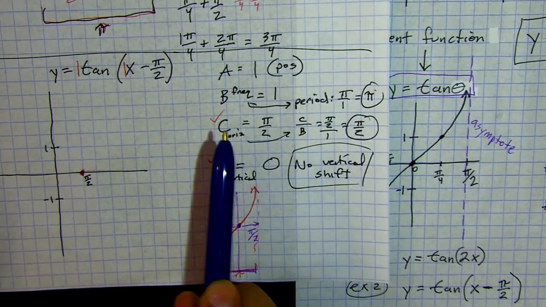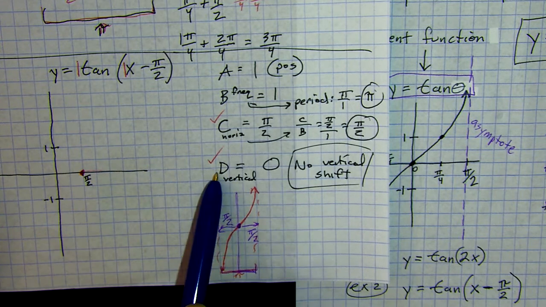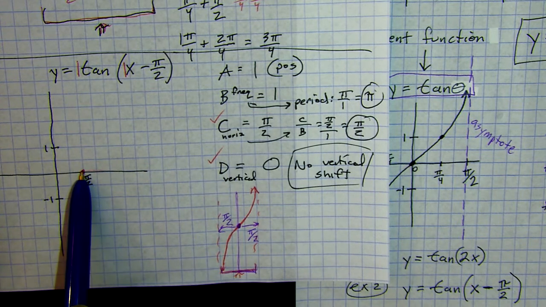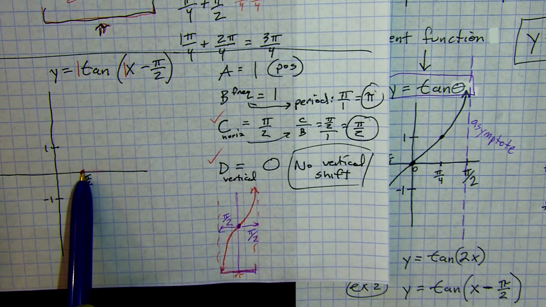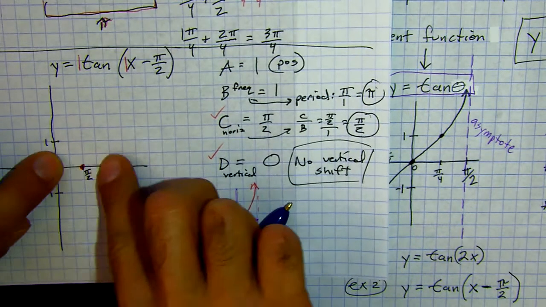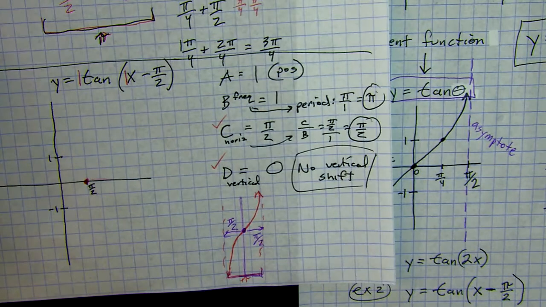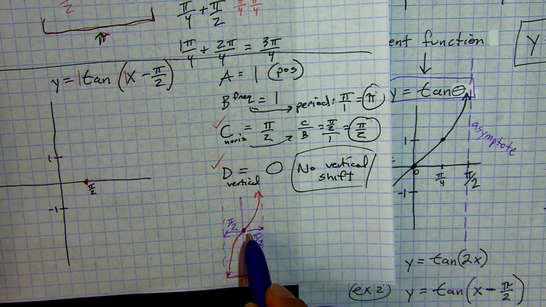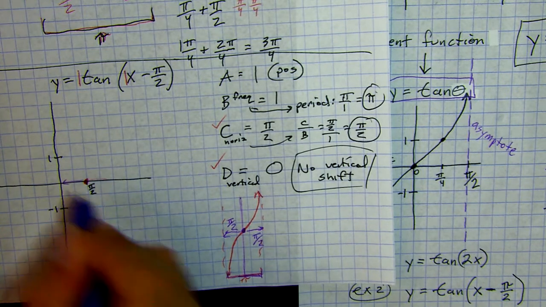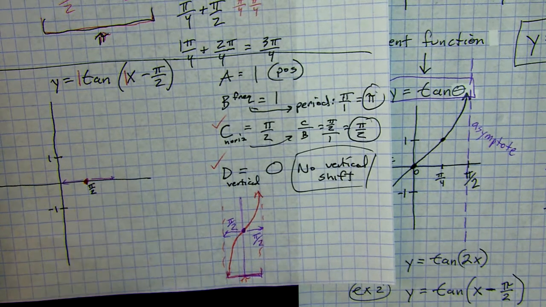So what do we do? No vertical shift. Yes, horizontal shift. Find that place, and then from there, use your period to find how wide you have to open to get your asymptotes. So look what we're going to do. We're going to open up. We're going to go this way pi over 2. We're going to go that way pi over 2.